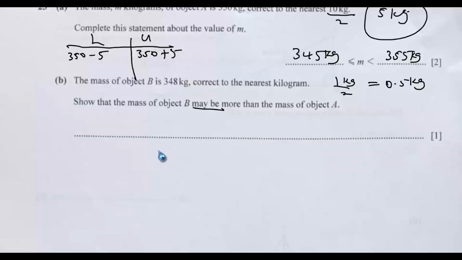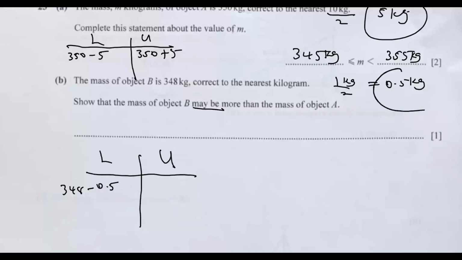Now I need to do the same thing. The lower bound and the upper bound for B will be here. So I have 348 minus 0.5, and 348 plus 0.5. If you do this, one will give us 347.5, and this one will give us 348.5. So now let's compare the lower and upper bounds of objects A and B respectively.